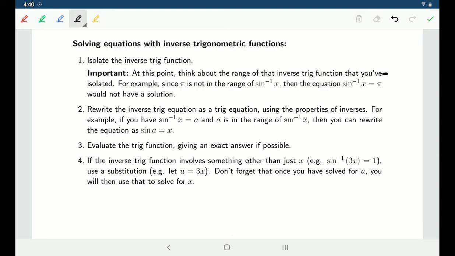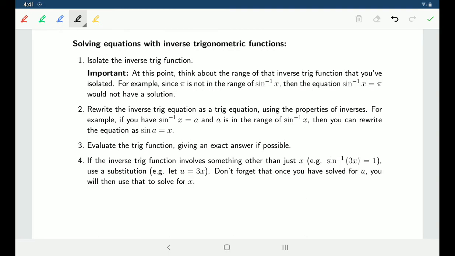Now, since pi is not inside that interval from negative pi over 2 to pi over 2, that means this equation, sine inverse of x equals pi, would have no solution. So in which case, if that were your equation, you could stop right there and say no solutions.